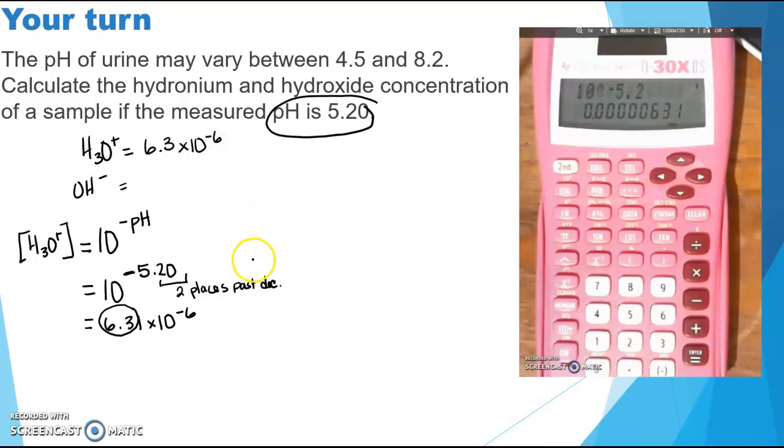And what are the units for concentration? Because pH is a unitless value. Well, it's moles per liter. So capital M or moles per liter.